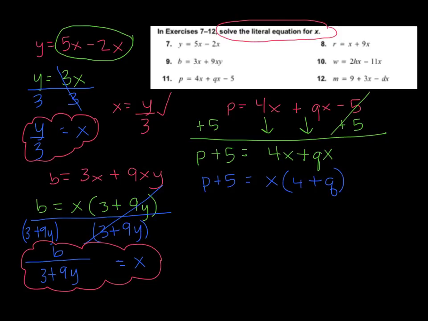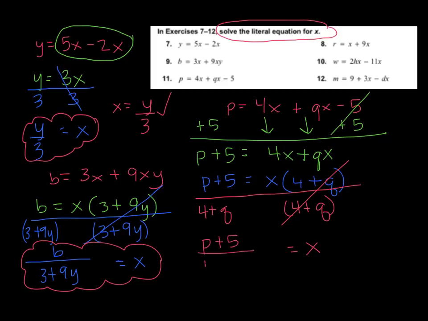Now it's all easier for us because we can just use our inverse operations. And remember, we're going to divide by 4 plus q. Those will cancel. And whatever I do on one side, I have to do on the other. And now we have x by itself. x equals p plus 5 over 4 plus q.